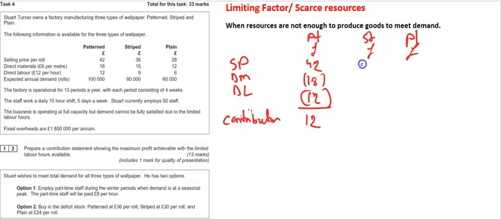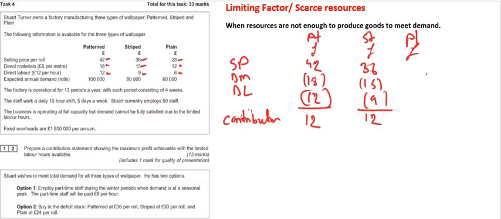So 42, my calculator says minus 18 minus 12, you get 12. The other one is 36 minus 15 minus 9. Where am I taking this information from? Here. And the third one. So the contribution for my second one is 36 minus 15 minus 9. I get 12 as well.